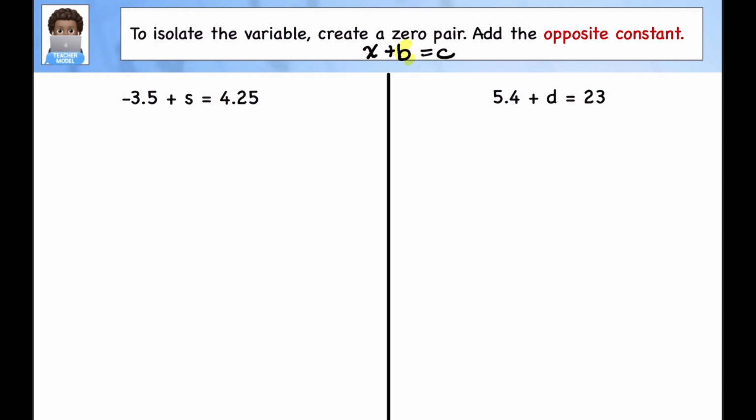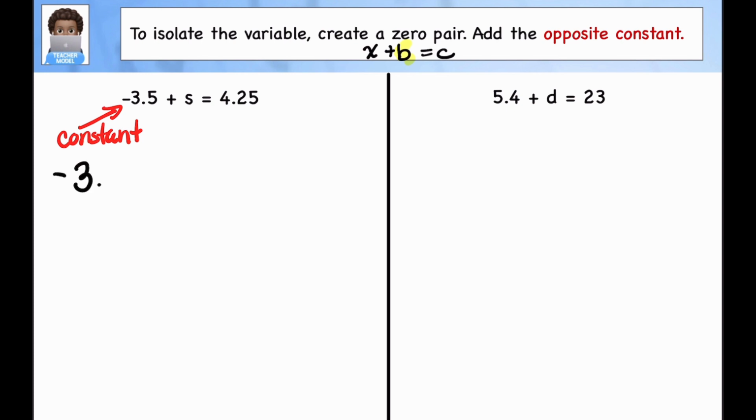Here we have our very first example. We have negative 3 and 5/10 plus s is equal to 4 and 25/100. This is easy. We can see this is the variable, and we know that this is the constant. That's our constant. So we're going to add its opposite. If we have negative 3 and 5/10, we're going to add 3 and 5/10. So watch what I mean.